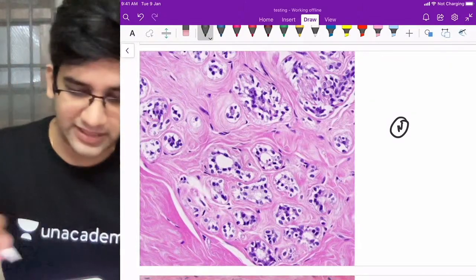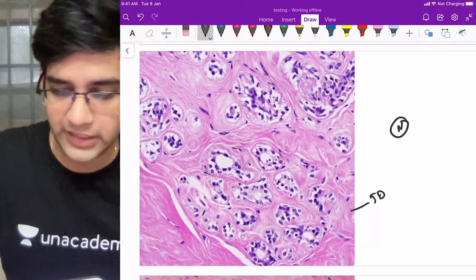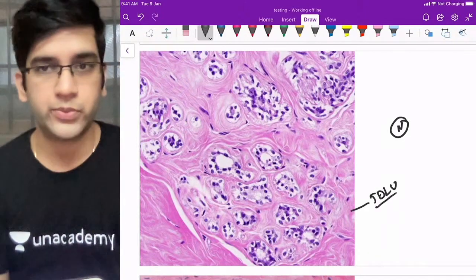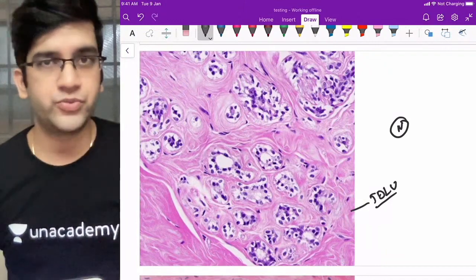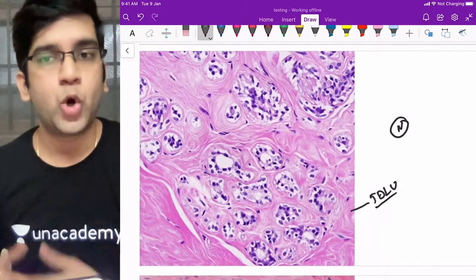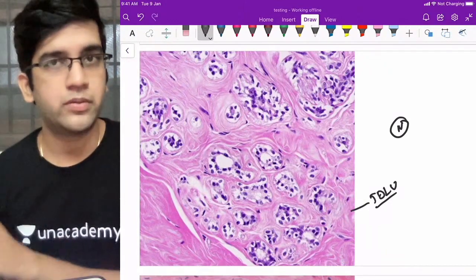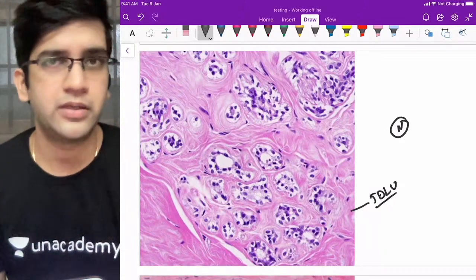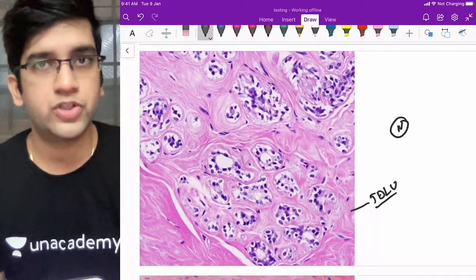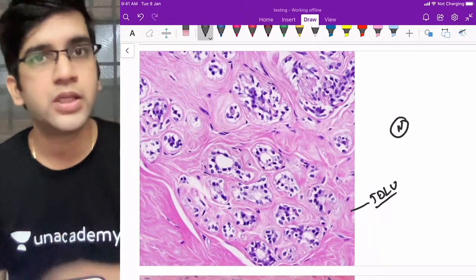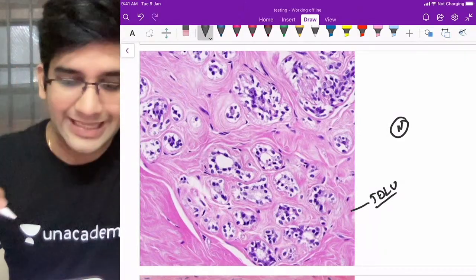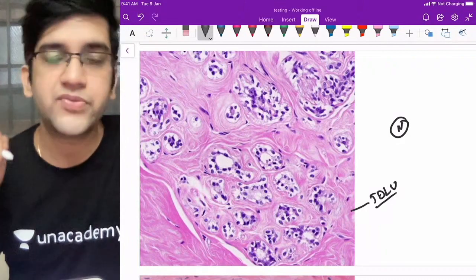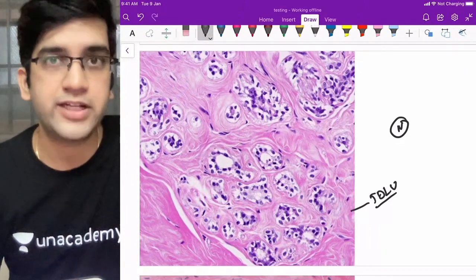So I have your duct as a unit. I call it a TDLU, terminal duct lobular unit, right? It's lobule plus duct intermixed with it. Almost every pathogenesis in the breast parenchyma happens in the terminal duct lobular unit. We have few stromal pathologies like your fibroadenoma and phyllodes, but most of the epithelial abnormalities happen from your TDLU, fine? I said this when we were discussing prostate as well.